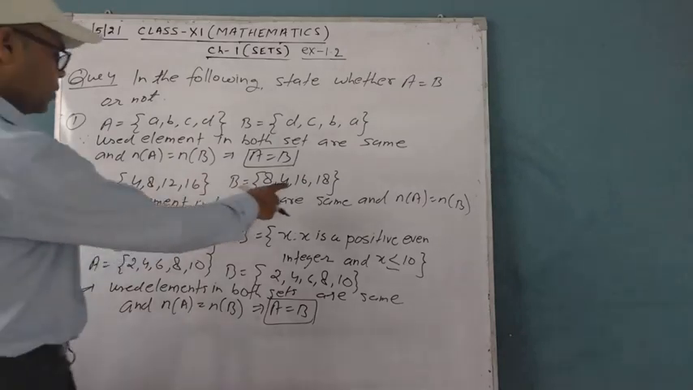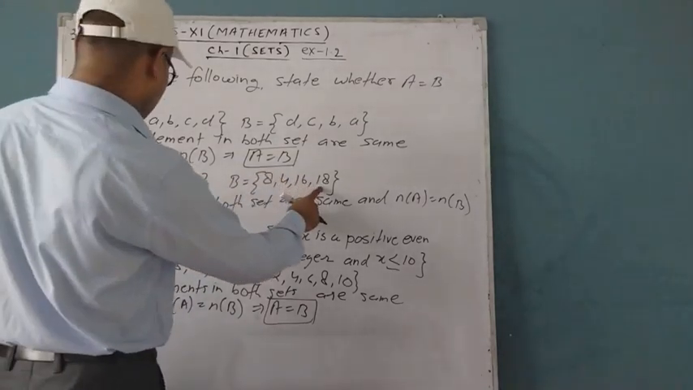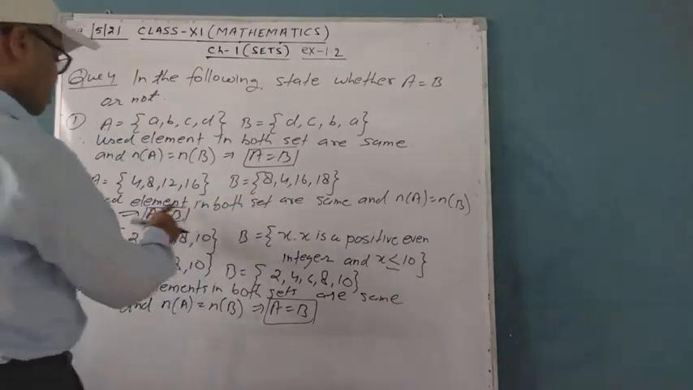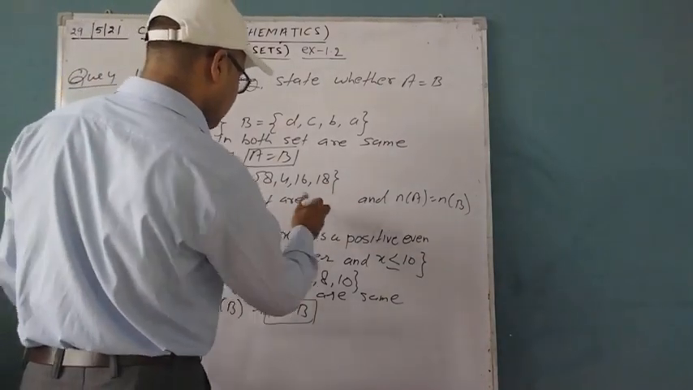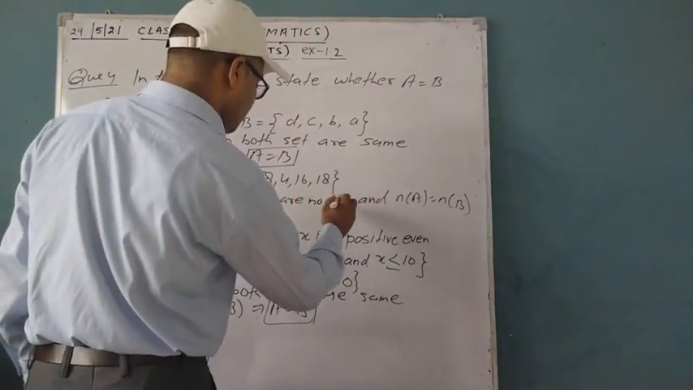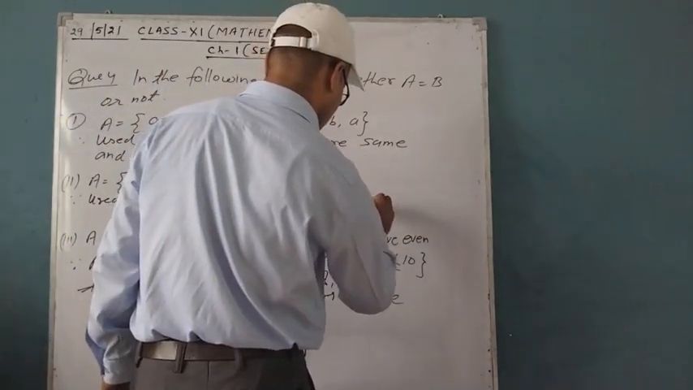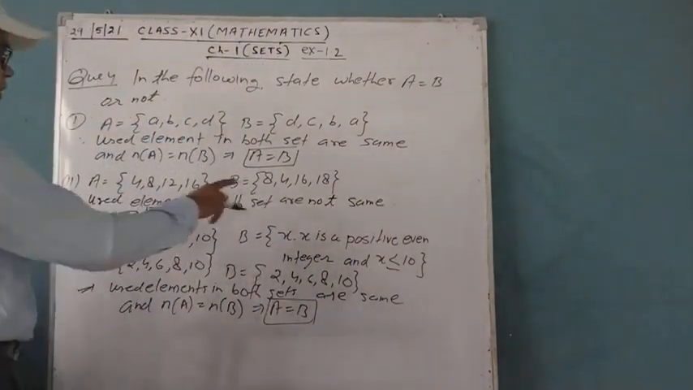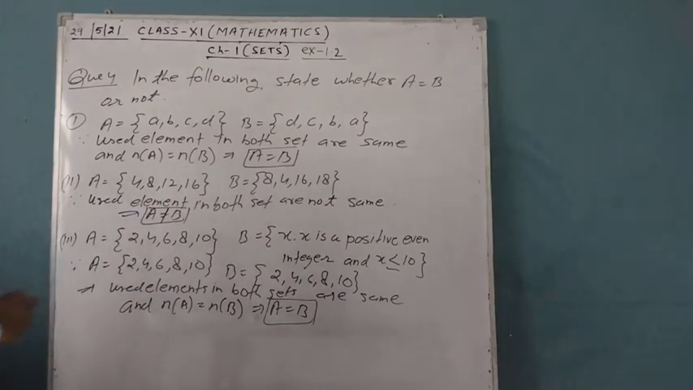In the second part, here it is 16 and it is written here 18, and here it is 12, it is written 16. Used elements in both sets are not the same. Whereas the number of elements is the same, but used elements are not the same, so set A does not equal set B. Okay.